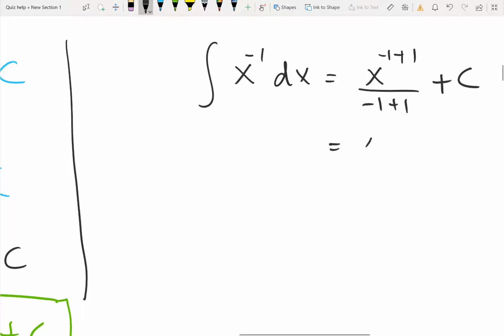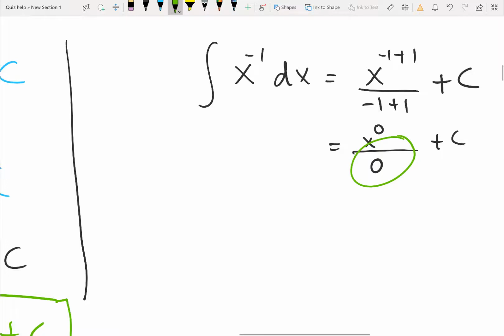So negative 1 plus 1 is 0, so x to the 0, nothing wrong there, right? X to the 0 is just 1. Okay. Divide by negative 1 plus 1 is 0. Now do you see a problem? Can we do this? Can we divide by 0? No, mathematically it's not defined. It's not correct mathematically. You can't divide by 0.